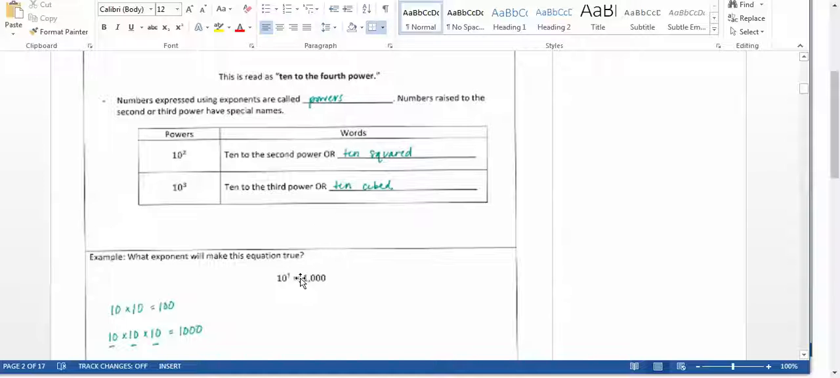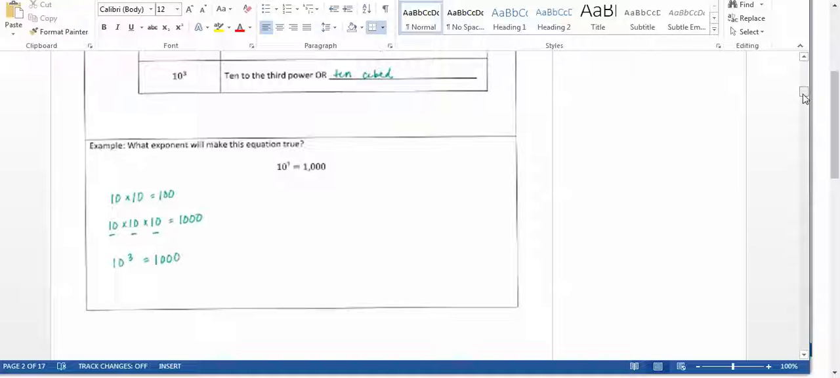And then this says, what exponent will make this equation true? It says 10 to the question mark equals 1,000. And so I start to just try. I know that 10 times 10 is 100. So I know I need more zeros than that. So let's try 10 groups of that. 10 times 10 times 10 is 1,000. So I know I have 3 factors here. So I have 10 to the 3rd.